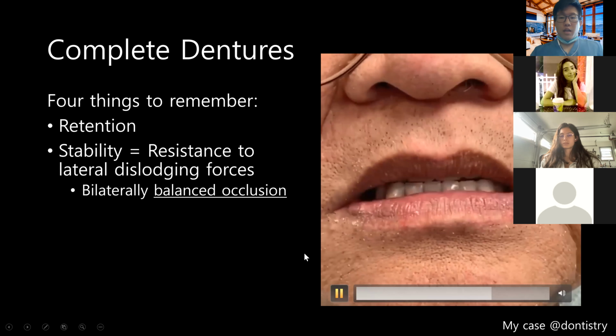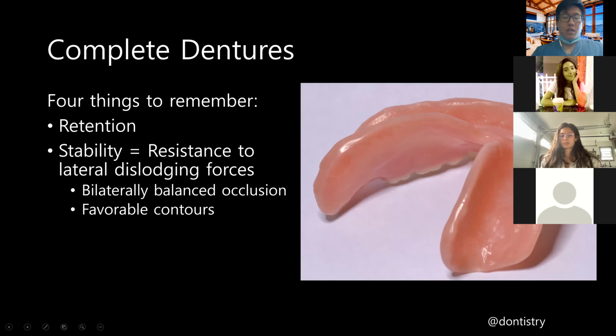Another thing that's very important for stability is that you want to have nice and favorable contours that help increase stability. For example, the tongue side of the denture, the inside, has to be concave because the tongue sits on it. If it's convex, the tongue is going to have a hard time sitting on it, and it's going to move it around. But if the inside is concave, then the tongue can sit on it like a bed and keep it in place.